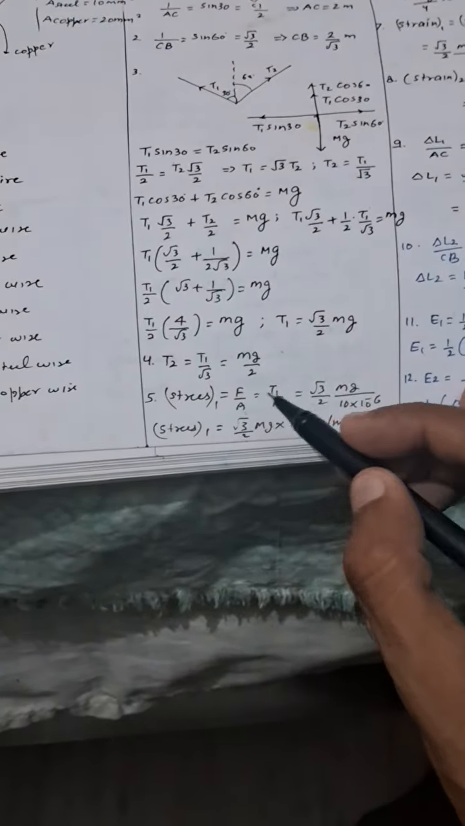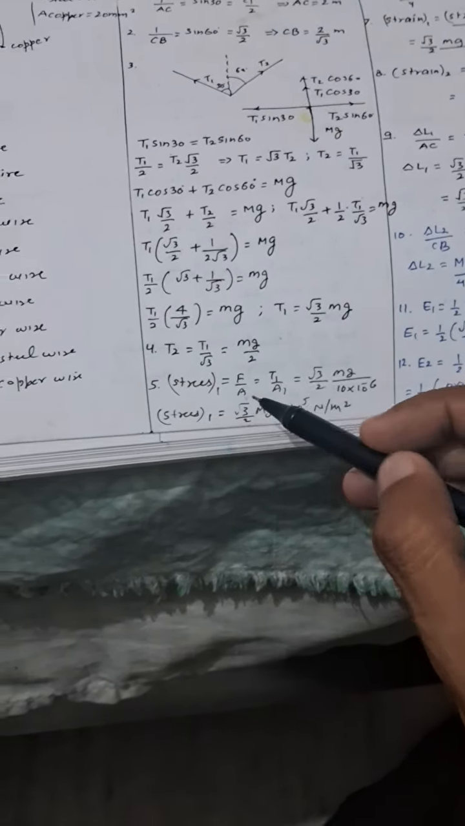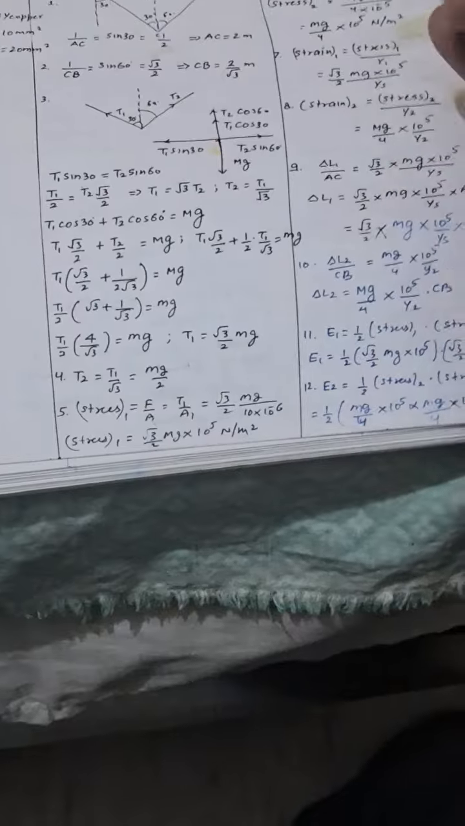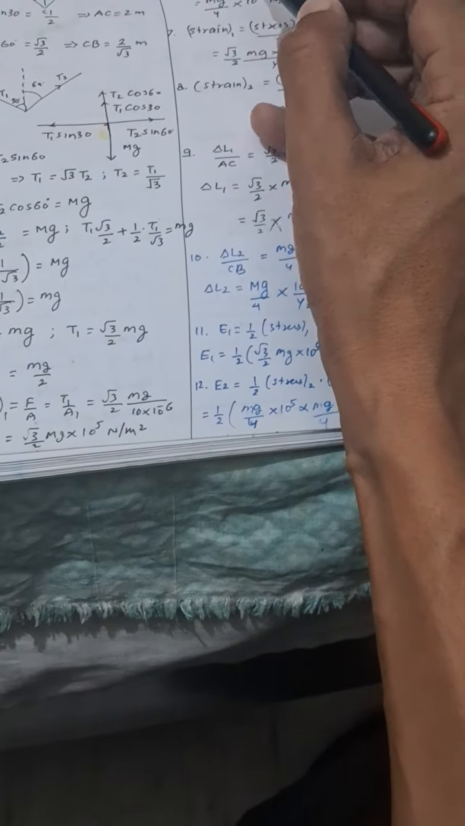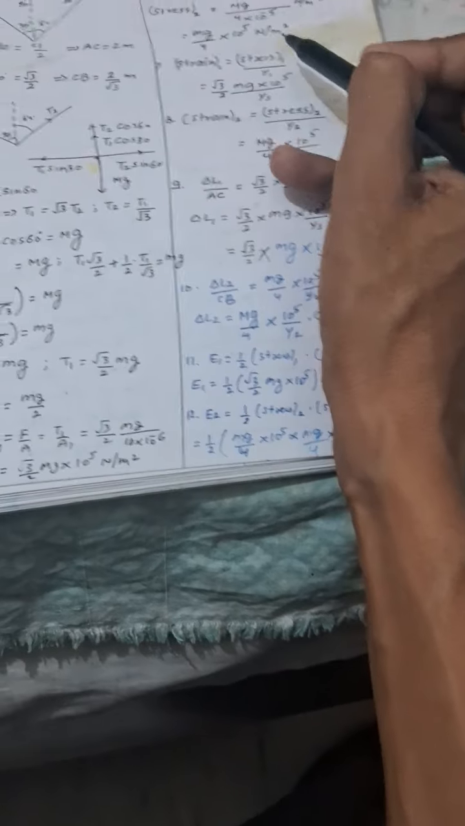Next is stress in wire 1. It is force by area, so T1 by A1. So this will be the stress. Next is stress in wire 2. Stress in 2 is force by area, force is T2 by A2. After substituting we get this.